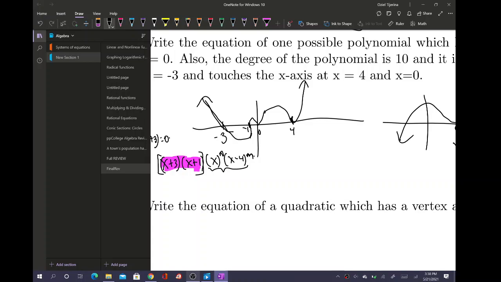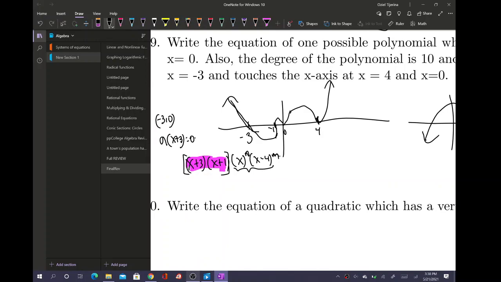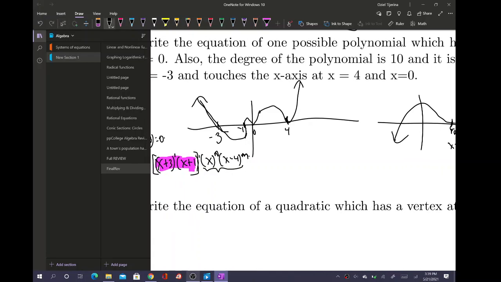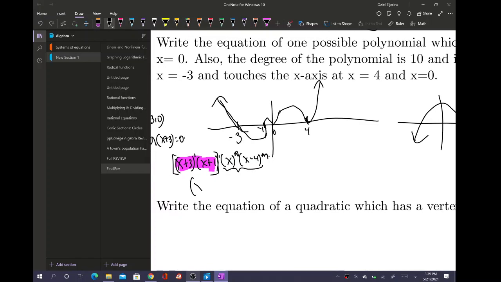Or actually, hold on. It would be x plus 3 to the 1 times x plus 1 to the first power. This is a degree of 2, so then we need 8 more degrees to get to a degree of 10, right? So the 2 numbers that I can think of are 4 and 4. So the polynomial would be x plus 3 times x plus 1 times x to the 4th times x minus 4 raised to the 4th power. So this is f of x equals, and this is how you would do it.